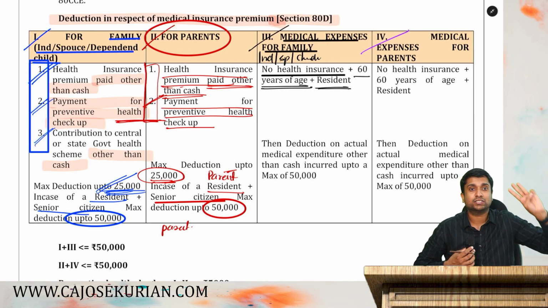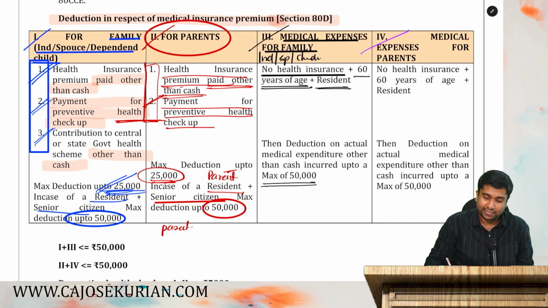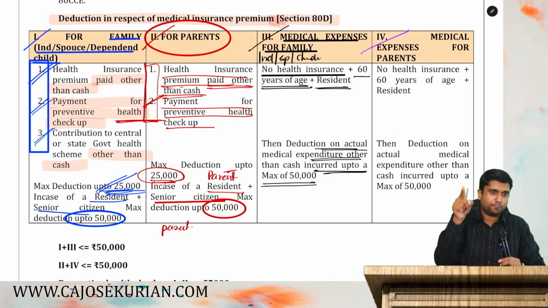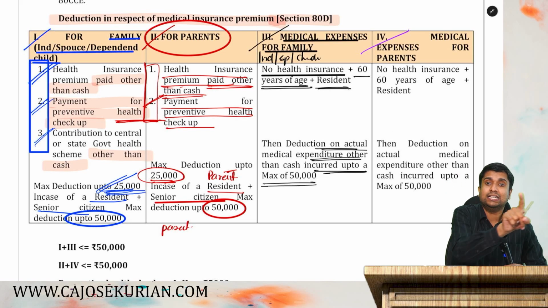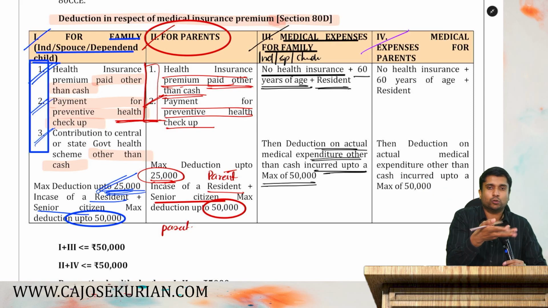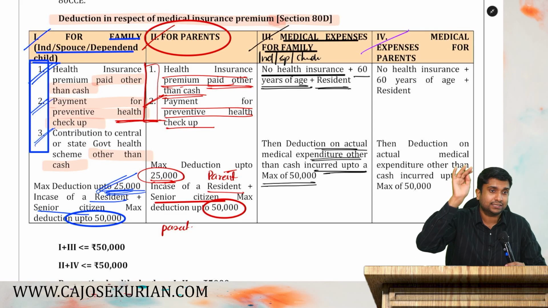Condition number 3, that person should be a resident in India. If all the conditions are satisfied, maximum deduction up to 50,000 rupees. That too, the payment should be in any mode other than cash. You should make the payment for the medical expenditure in any mode other than cash. You are not supposed to make cash payments. If you have made cash payments, don't think about deduction. If you have made payment through your card, credit card, Google Pay or whatever mode, you will get it as a deduction under 80D. I hope it is clear.